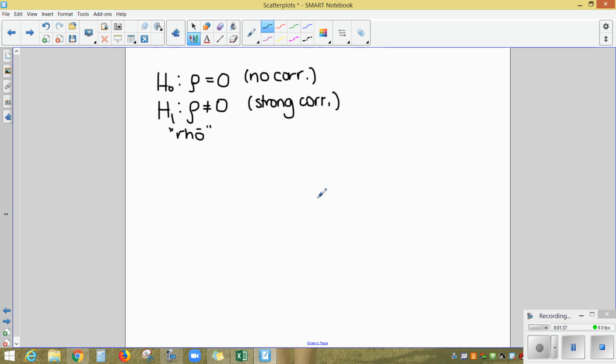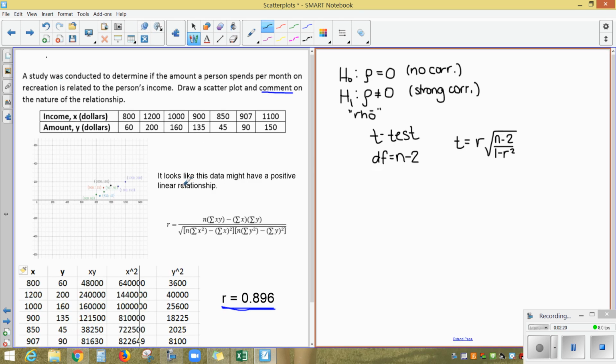In our hypothesis testing here, all of these are going to be a t-test. On all of them in this section, our degrees of freedom is going to be n minus 2. So our test statistic t relies on r. We have to find our r value first before we even do our hypothesis test. And it's r times the square root of n minus 2 over 1 minus r squared. Here we had 5 ordered pairs, so our degrees of freedom is going to be 3.